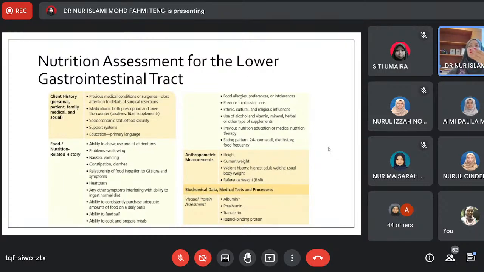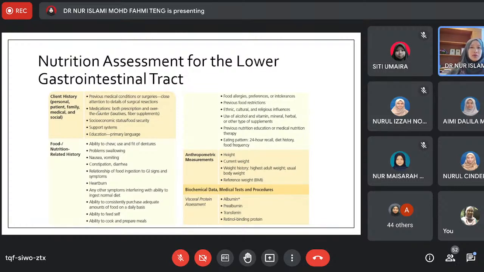Basically, when you want to perform nutrition assessment, what we need to stress in this kind of patient is, of course, their client history. We check whether there are any previous medical conditions or surgeries. We pay close attention to details of the surgical resection. For example, if they had small intestine surgery, which part? Is it the duodenum, the ileum, or the colon? Pay attention to the surgical resection details.